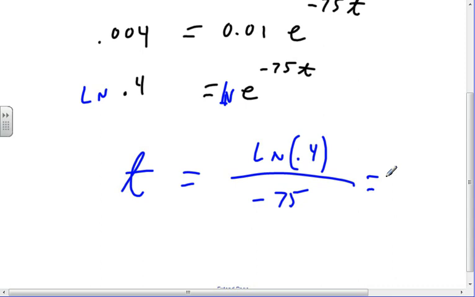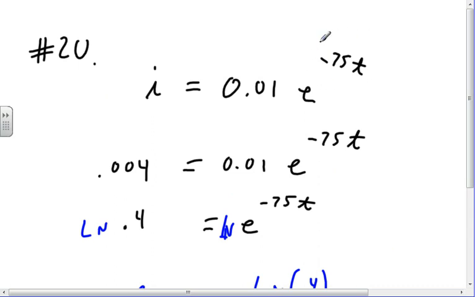All right, ready for my calculator. Natural log 0.4 divided by 75 equals 12.2 milliseconds.